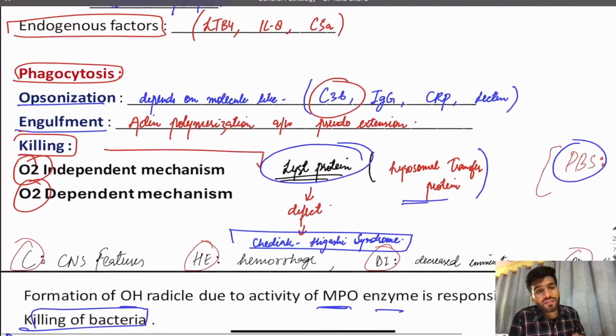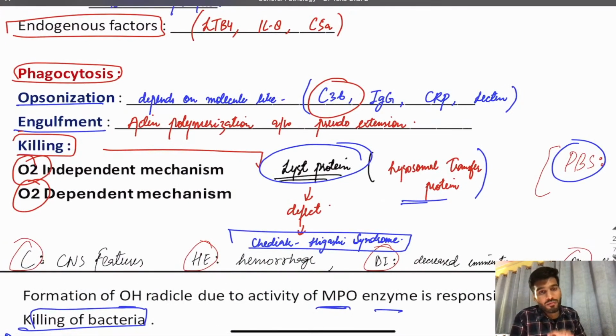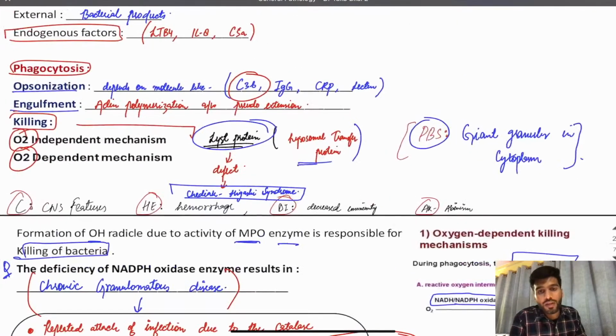Then the phagocytosis, guys, 3 steps. There will be opsonization. It will depend on the molecule like C3b, so that they will directly coat them and make this WBC tastier. So they will opsonize them, recognize them, and then further with the pseudopod extension they will engulf them, and then the killing. The protein is LYST protein. If there is a defect, it is Chediak-Higashi syndrome with CNS features, hemorrhage, and albinism. And the classical peripheral blood smear will have giant granules in the cytoplasm.